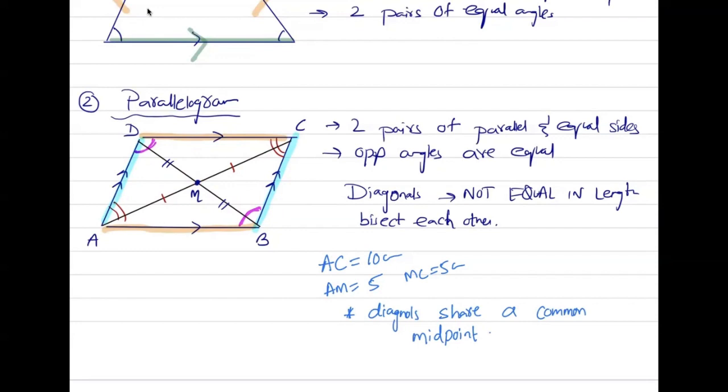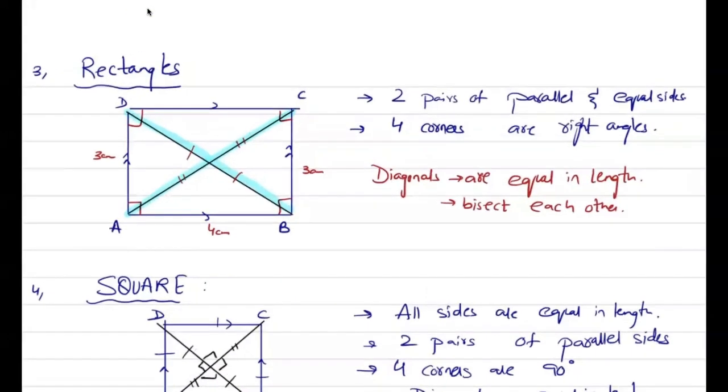All right. The next shape that we have is a rectangle. A rectangle has two pairs of parallel and equal sides. AB and DC are parallel and equal. AD and BC are parallel and equal. Their diagonals bisect each other. And the four corners in a rectangle are perpendicular to each other. They are 90 degrees to each other.